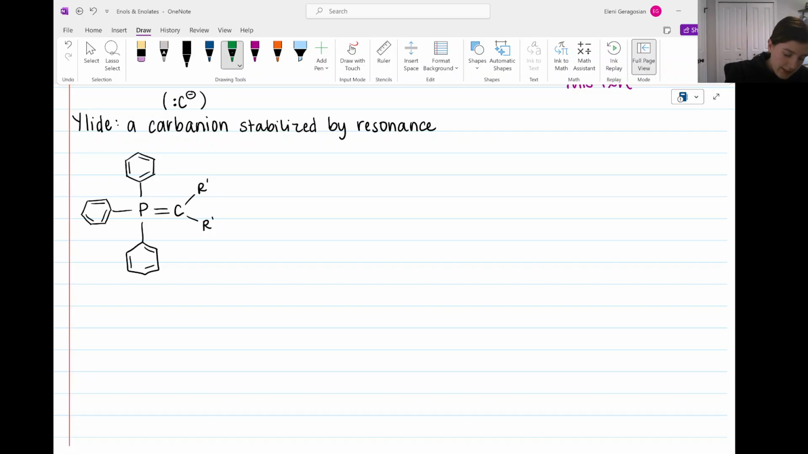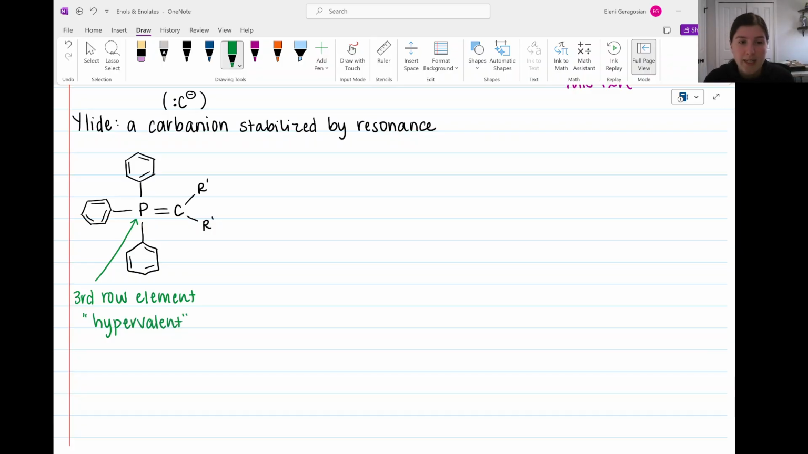So phosphorus is a hypervalent atom. It's in the 3rd row of the periodic table. So just like sulfur, like silicon, it can hold more than 8 electrons in its valence shell. And you might notice here, phosphorus has 5 bonds. So that means there are 10 electrons in the valence shell in the structure that's drawn here. So phosphorus, 3rd row element, is hypervalent, meaning it can hold more than 8 electrons in its valence shell.